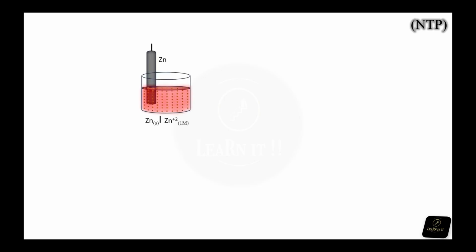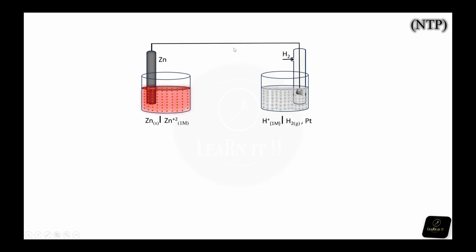we take the zinc electrode and connect it with the standard hydrogen electrode. Here both the electrode materials are connected through a wire. In between them a voltmeter is placed, and both the solutions are connected by a salt bridge. So this constitutes a cell.